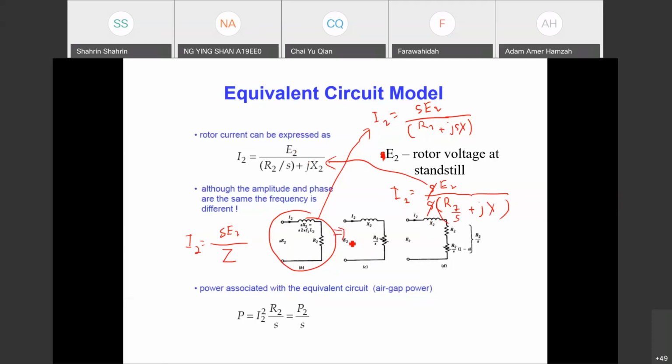Okay, so E2 multiplied with E2 here, and then right now X2, and then the resistance is a variable resistance, which is R2 over S. Okay, this one. So from here, we modify the circuit to be like this.